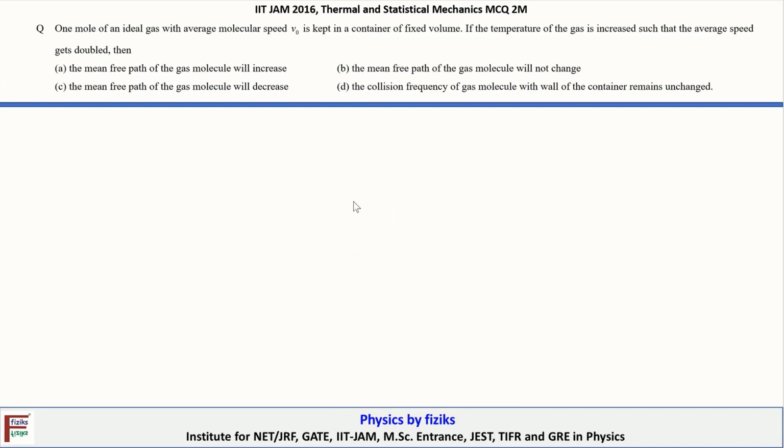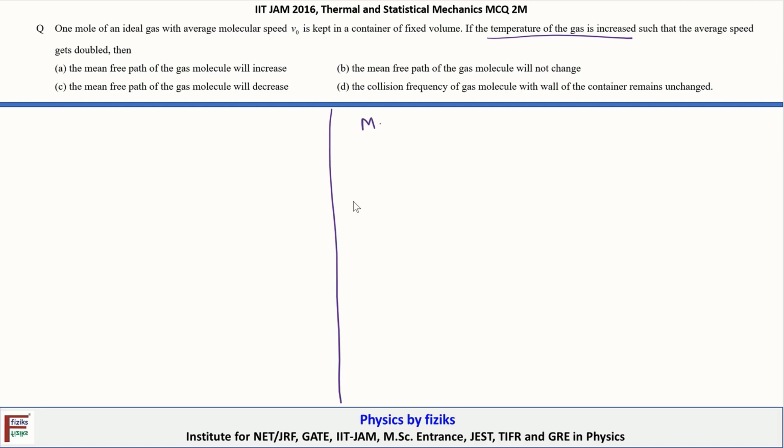One mole of an ideal gas with average molecular speed V0 is kept in a container of fixed volume. If the temperature of the gas is increased, so we are given the condition such that the average speed gets doubled. Let's try to understand this problem. In the options, statements related to the mean free path are given. So let's write the expression for the mean free path and then try to understand which option is the correct one here.